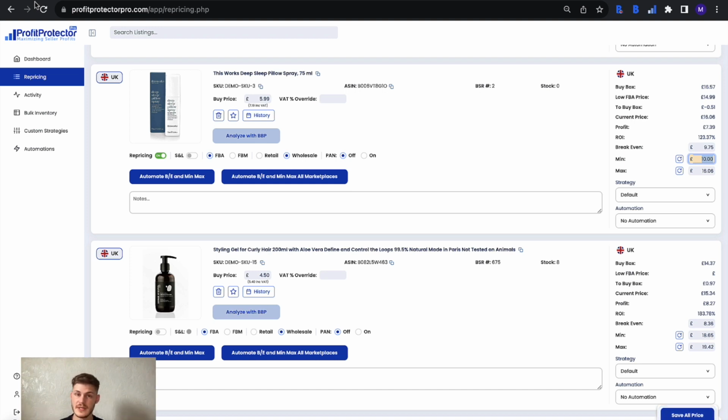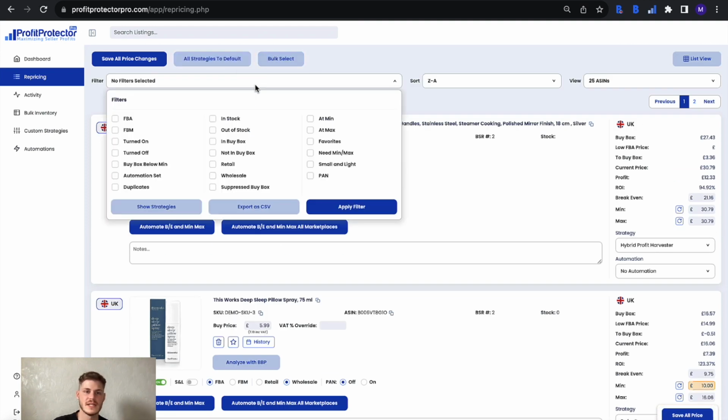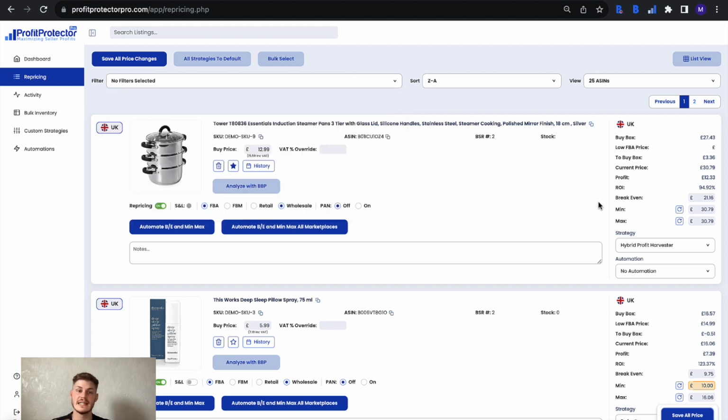Now tip number 2, you need to make sure that your minimum and maximum prices, and particularly your minimum, remain relevant. So what you want with this is, if the buy box does fall below your minimum, you need to keep an eye on this. This is something that you might make a habit out of, every other week or something like that, just to check the buy box below minimum filter, which is this one here. So buy box below minimum, select that, apply the filter, and it will show you all of the ASINs that meet that criteria. The reason why this is important is because, as I say, you need the buy box to be within your parameters in order for Profit Protector Pro to compete effectively.